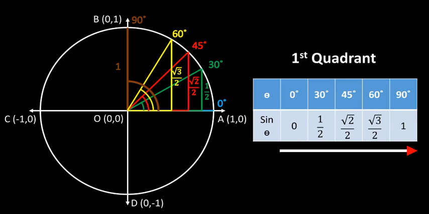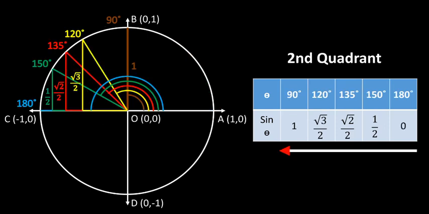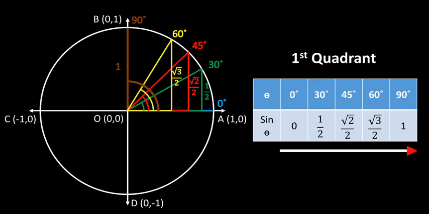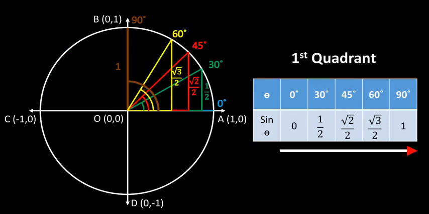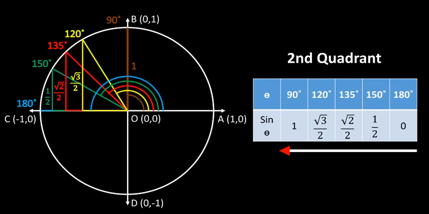Let's move to next quadrant. Observe the transition carefully. Let's move back. When we move from first quadrant to second quadrant, all these triangles are flipped horizontally across y-axis.